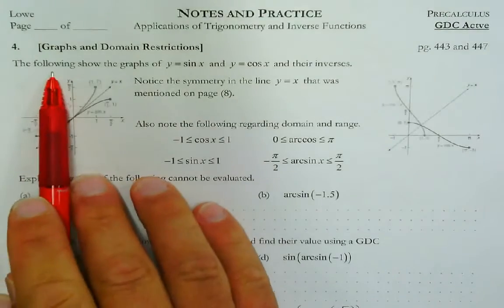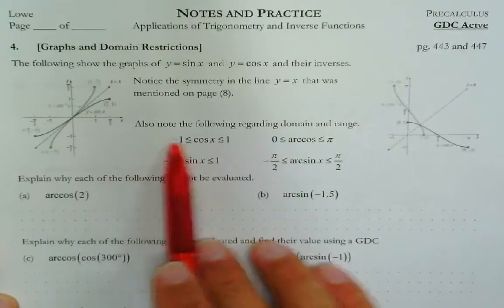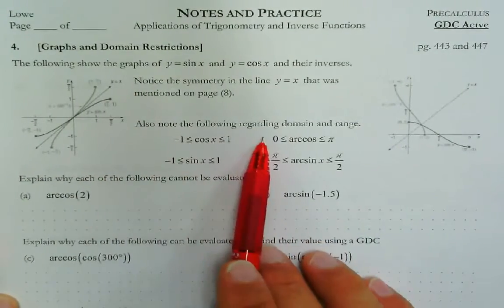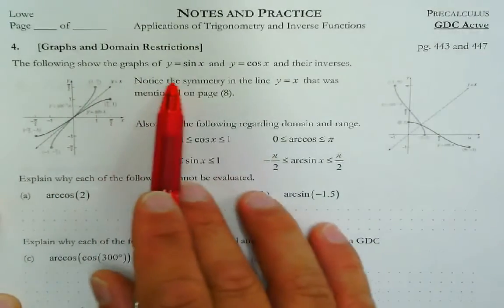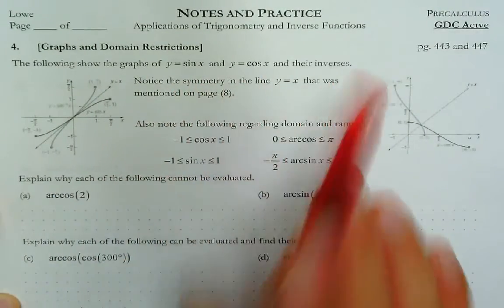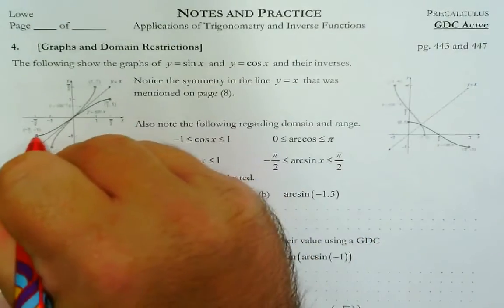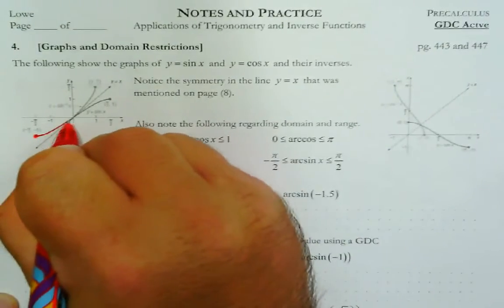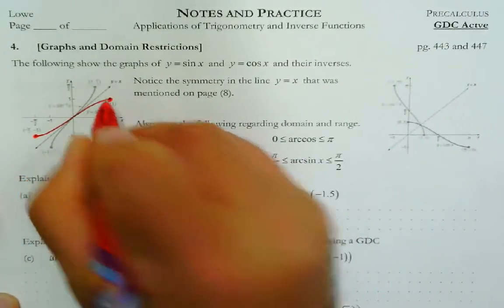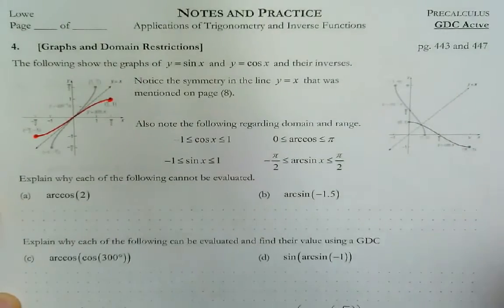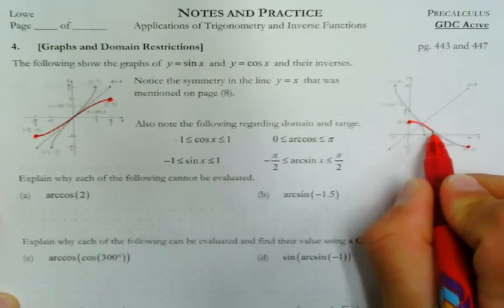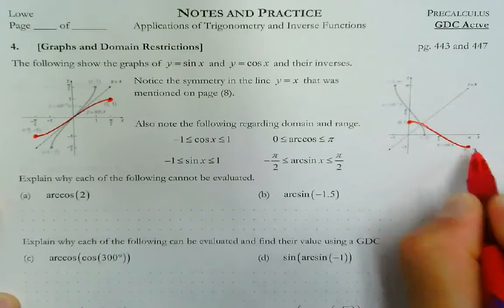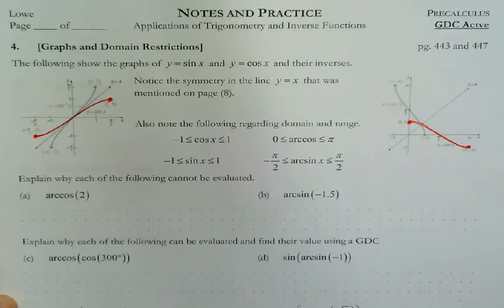Okay, so let's talk a little bit further about these graphs and the domain restrictions, right? So we have the graphs of y equals sine of x and cosine of x and their inverses, right? So I'm going to put in red that sine with its restriction. I'm going to put in red the cosine with its restriction.